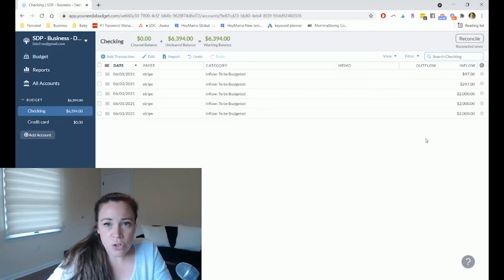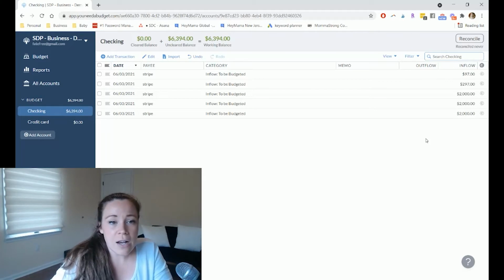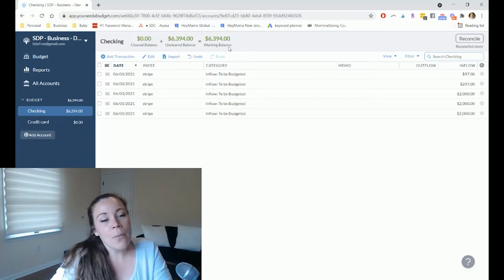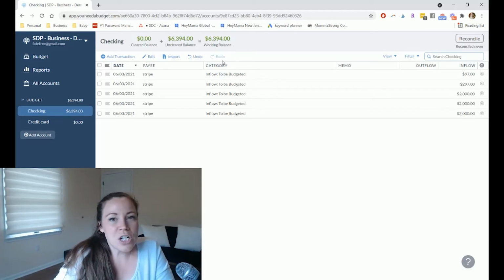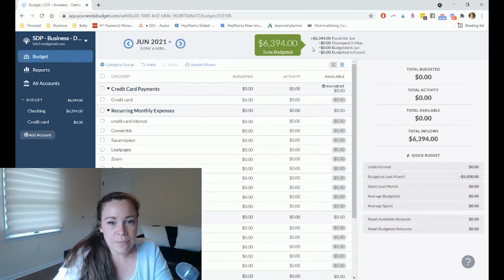So in the month of June 2021, I have $6,394 coming in for the month. So by the end of June, I will have this money in my checking account. Now, I won't have all this money come through my checking account yet, and then we're going to budget and allocate our money. So I know right up here, this is all of the money that you're going to have coming in for June. And so now the next decision is, where is all of this money going to be going?